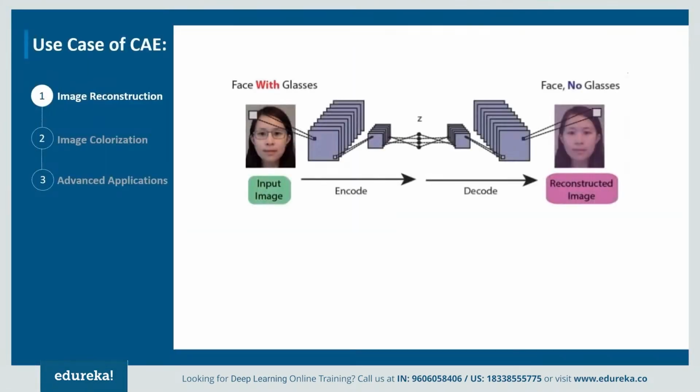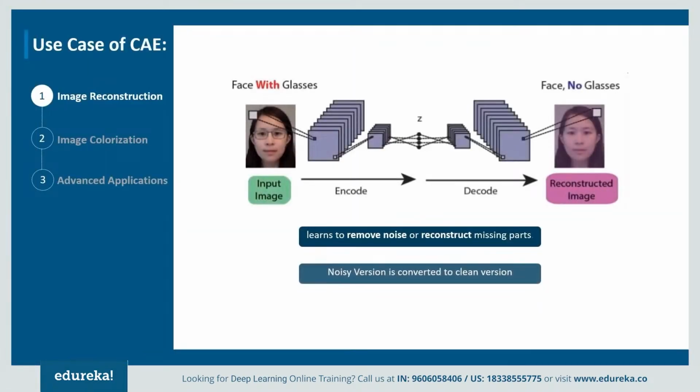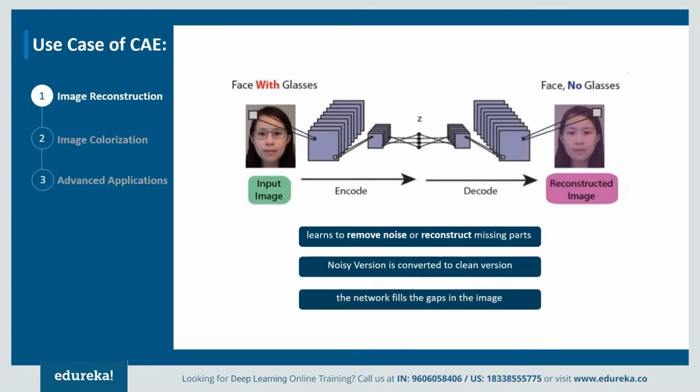Now, let's see the use cases of convolution autoencoders. The first one is image reconstruction.